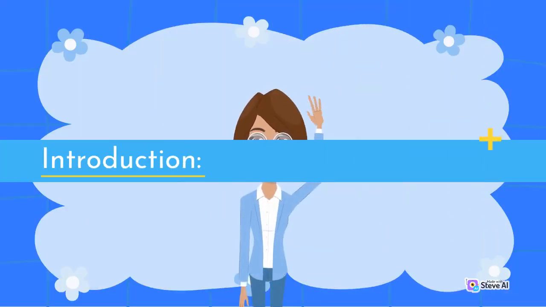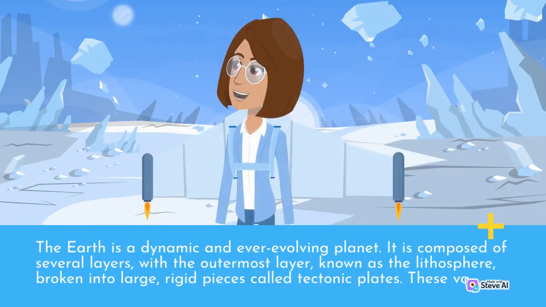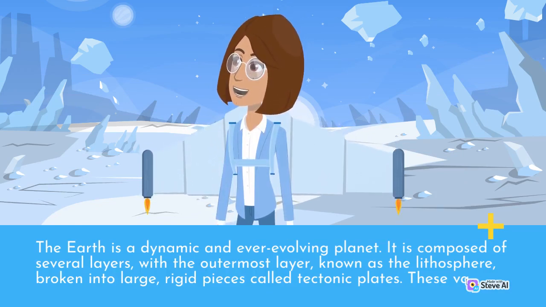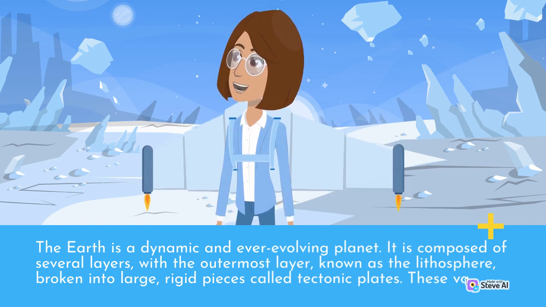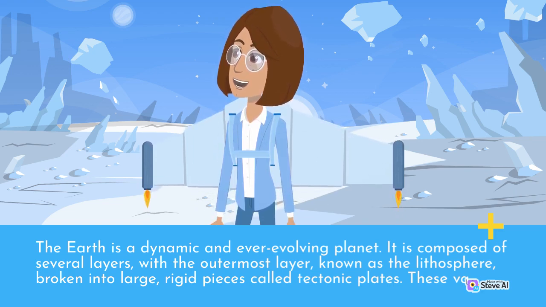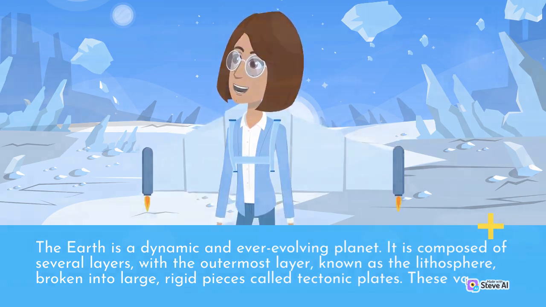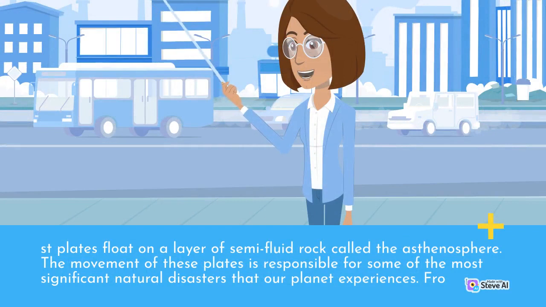Introduction. The Earth is a dynamic and ever-evolving planet. It is composed of several layers, with the outermost layer, known as the lithosphere, broken into large, rigid pieces called tectonic plates. These plates float on a layer of semi-fluid rock called the asthenosphere.